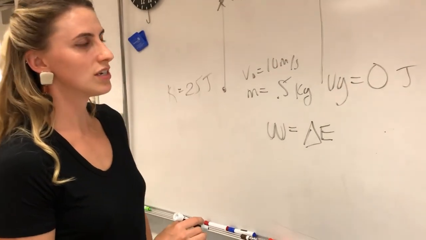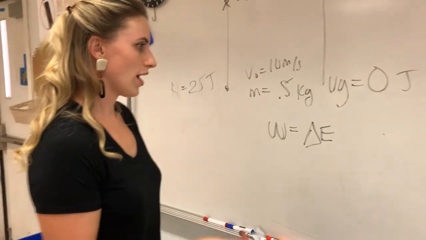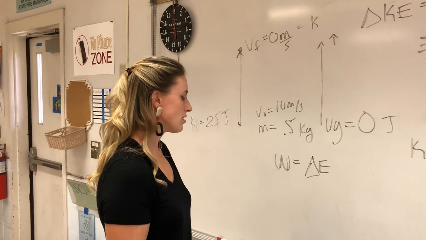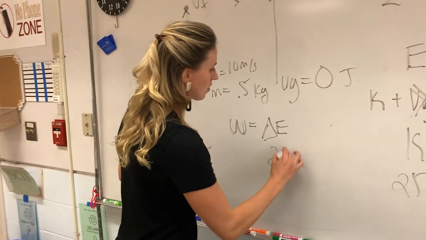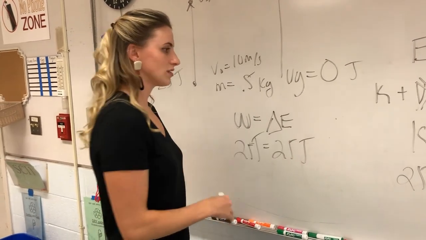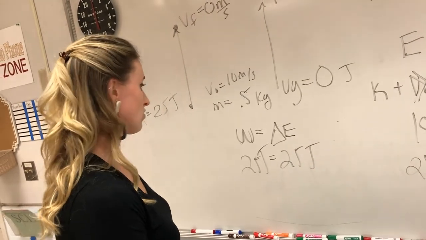How much work did he do on the ball? Well, how much kinetic energy did it have when it left his hand? It had 25 joules of kinetic energy. So that means if he did 25 joules here, then it has to be he did 25 joules here, right? That makes sense. So how much work did he do? That's so simple. It's scary. Yeah, it's really quite simple.